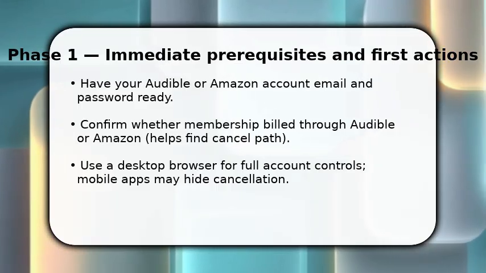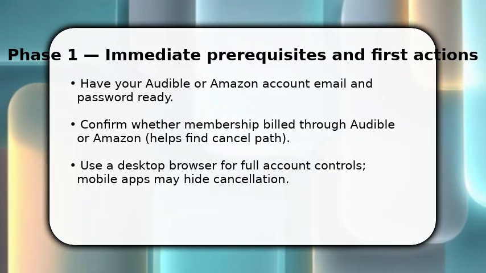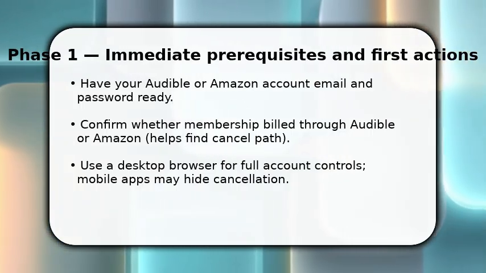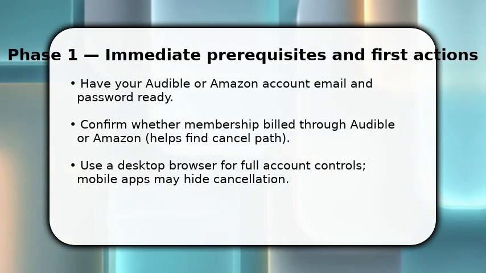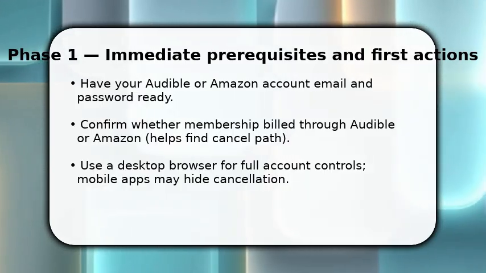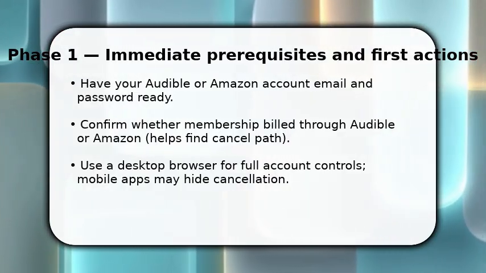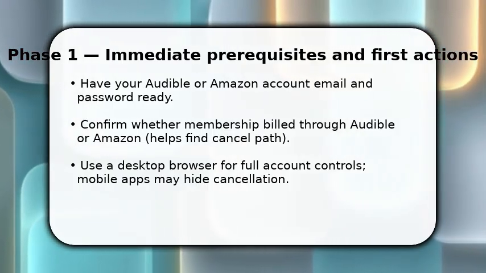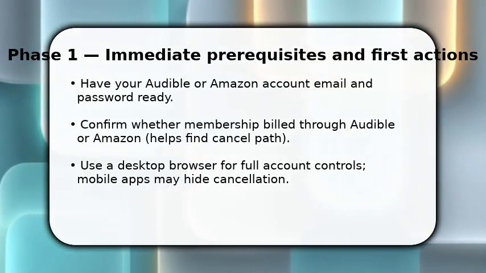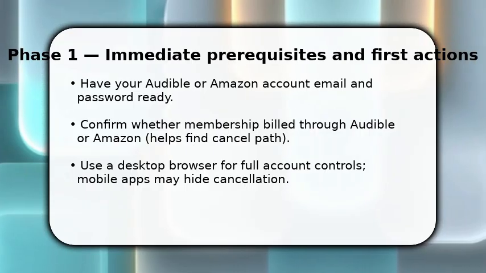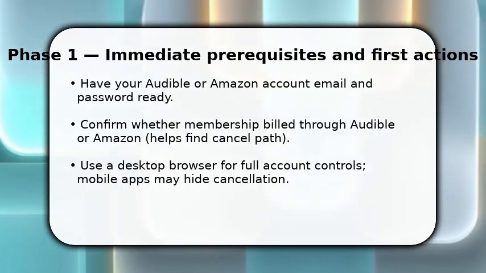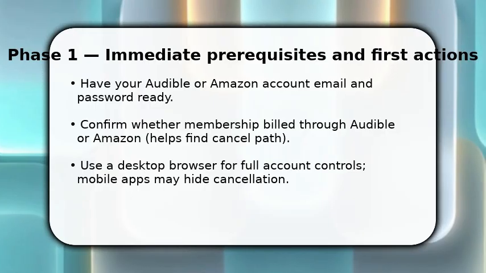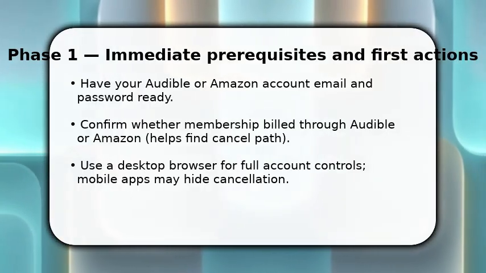You start by signing into the account that pays for Audible. Have your email and password ready, and confirm if fees are billed via Amazon or directly through Audible, because each path differs. Once signed in on a desktop browser, open account details and choose membership. Make sure to stay logged in while you follow prompts. Doing this avoids interruptions and keeps your subscription and credits visible so you can cancel the correct plan quickly and safely.